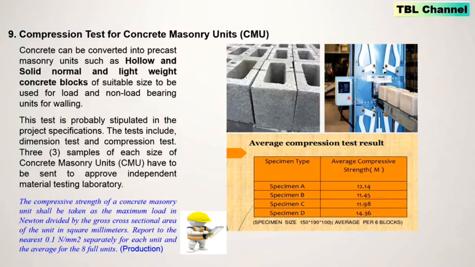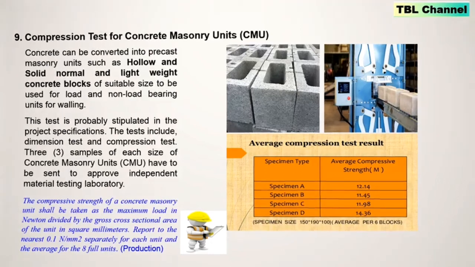Test for concrete masonry units or CMU. Concrete can be converted into precast masonry units such as hollow and solid normal and lightweight concrete blocks of suitable size to be used for load and non-load bearing units for walling. This test is probably stipulated in the project specifications. The tests include dimension test and compression test. 3 samples of each size of concrete masonry units have to be sent to approved independent material testing laboratory.